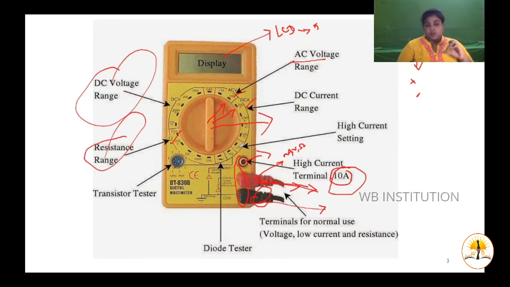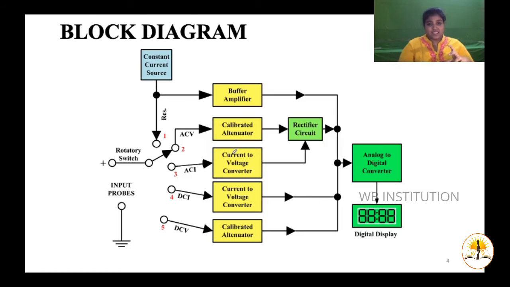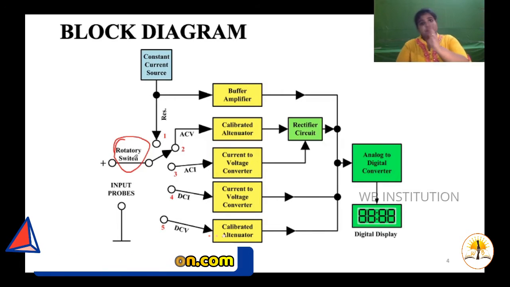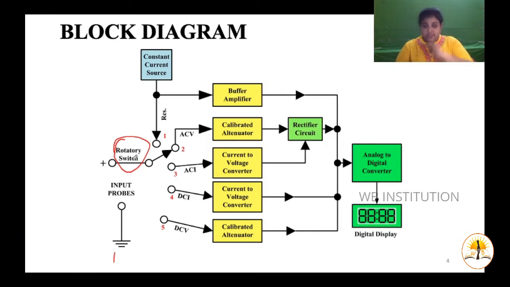Now we will see the circuit diagram of your multimeter, to understand what exactly the working of your multimeter is. You can see the block diagram of your multimeter. In this block diagram, this is your rotary switch. What is the rotary switch? It's nothing but the rotating knob which I told you earlier. You can rotate it in whatever direction you want. If you place it in a particular position, you will be measuring that particular value. So this is your rotary switch.